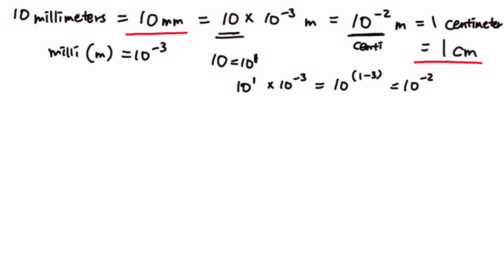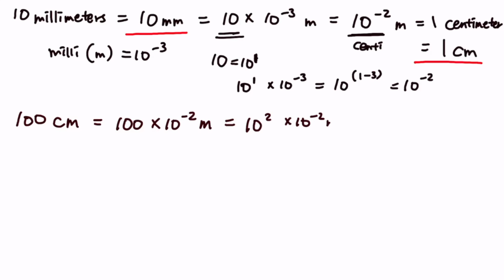Let's do another one. How about 100 centimeter? That is equal to 100 times 10 to negative 2 meter. I can rewrite that as 10 to 2 times 10 to negative 2 meter, which is 10 to 0 meter. You know 10 to 0 is equal to 1. So this is 1 meter. So 100 centimeter is equal to 1 meter.